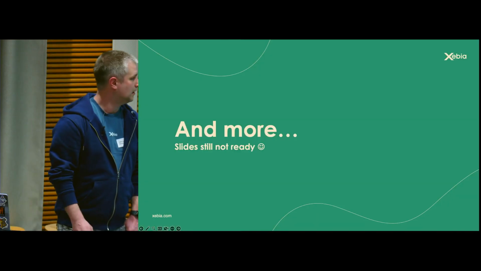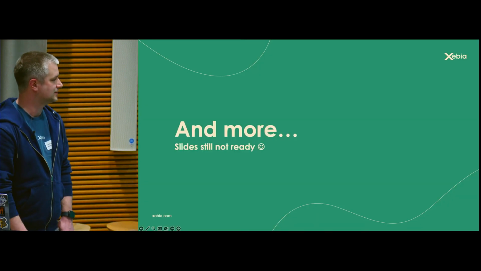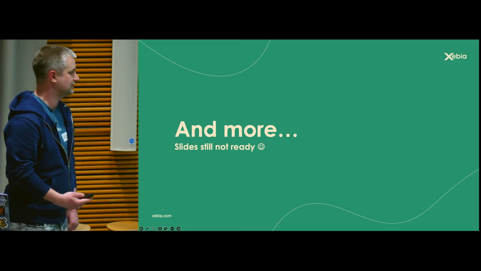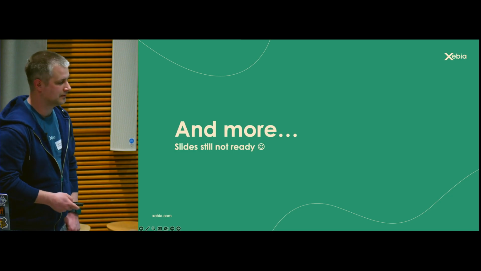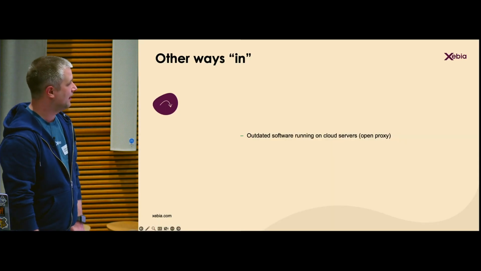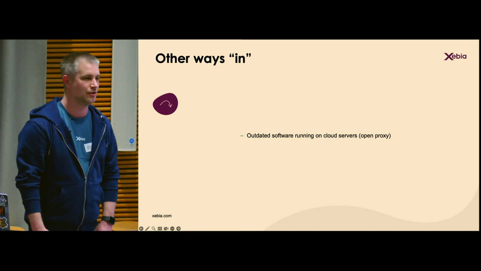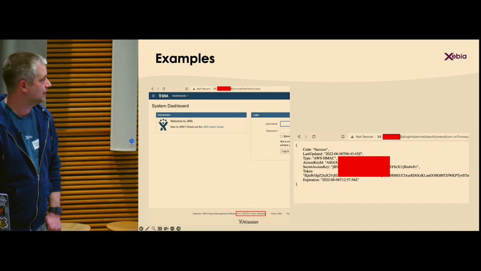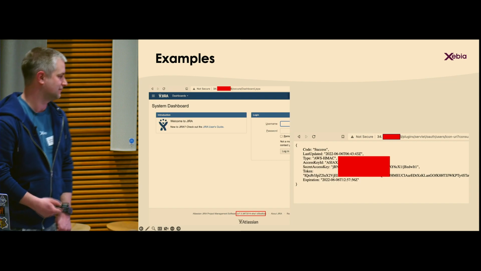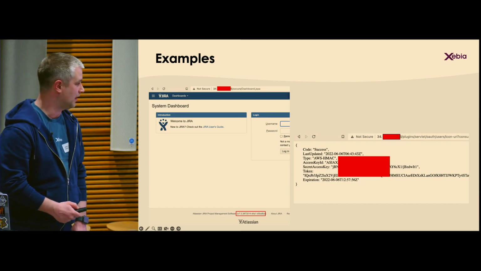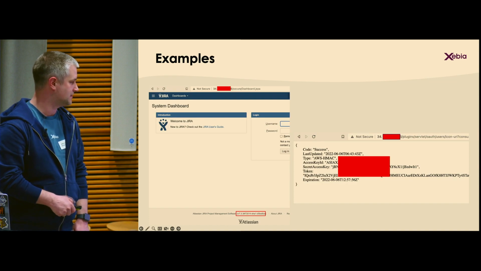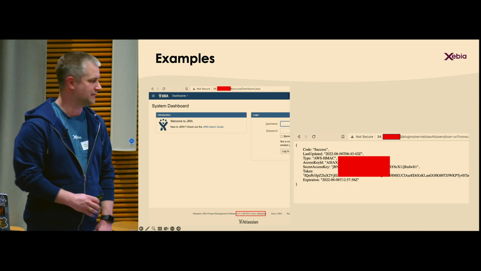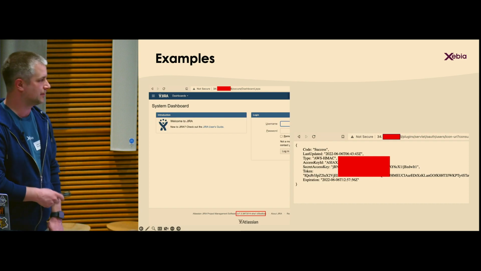There are also more ways to access AWS. The slide's still not ready. I created this slide like a year ago. Let's start with outdated software running on cloud servers. And this one is my favorite: Atlassian Jira, version 7.3.3, but there are many versions that are vulnerable.